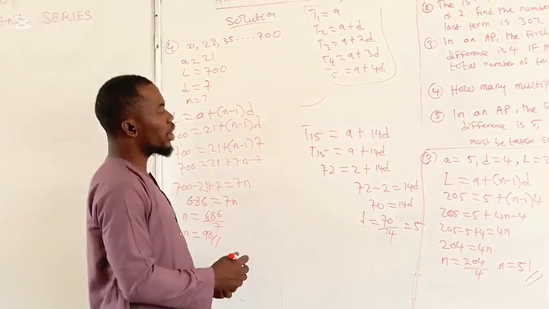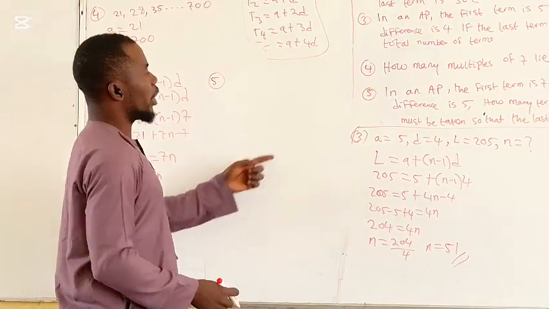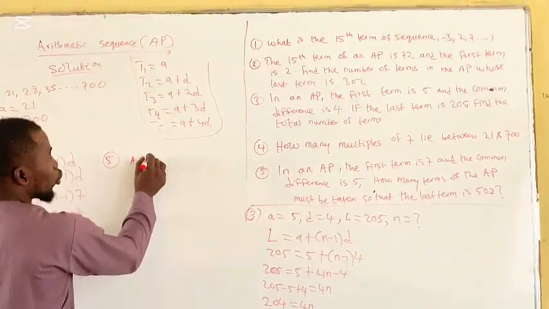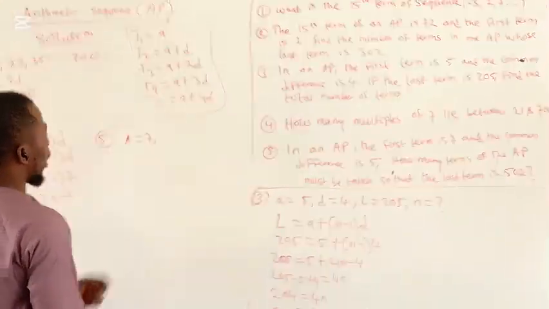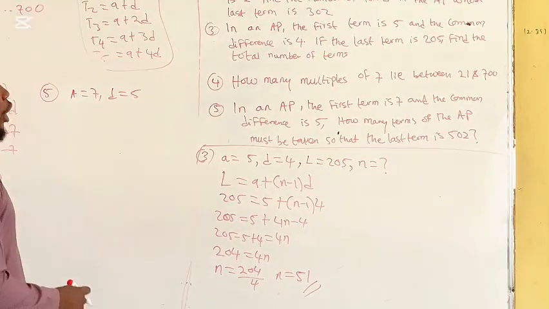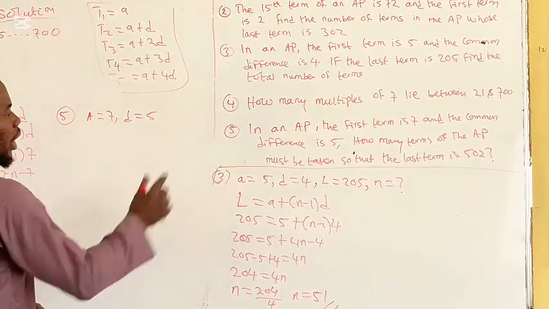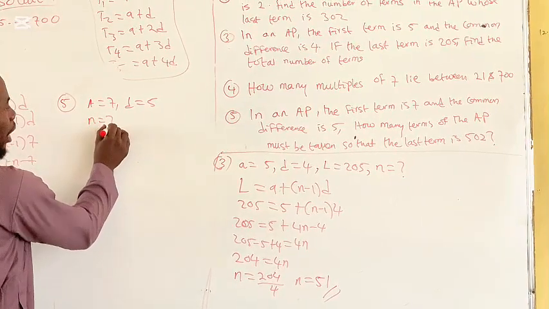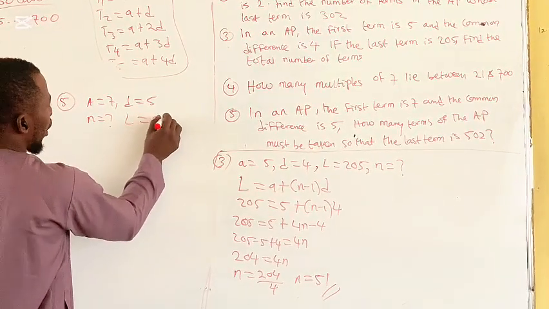The last question here is question 5. In an AP, the first term a is 7, and the common difference is 5. How many terms of the AP must be taken to get the last term of 502? It's the same pattern. Our n is the question mark, and our last term is 502.